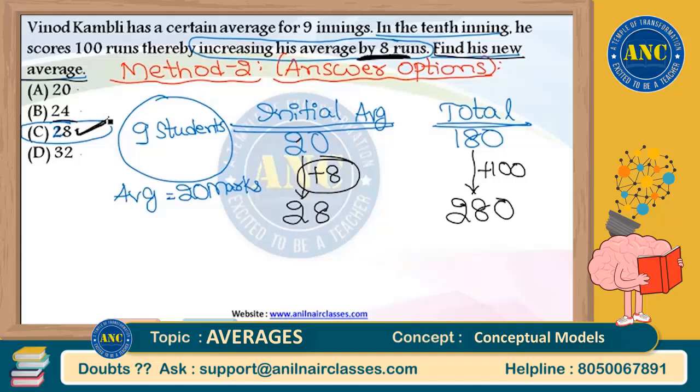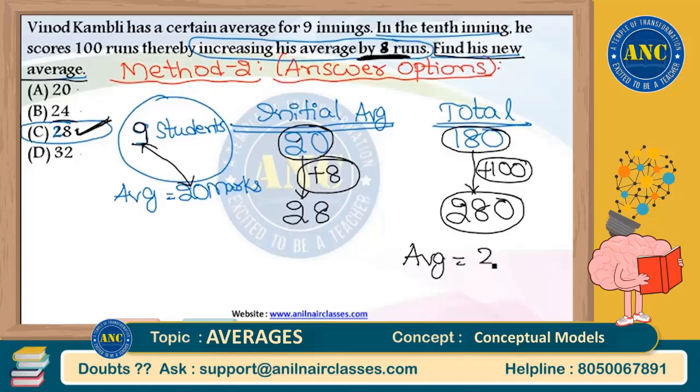If the new average is 28, it means after an increase of 8 it is 28. Before, it will be 20. Initially the average is 20, and there are 9 innings which he played. In all the 9 innings he scored 20 runs, so the total runs he scored is 180. Now in the 10th innings he is scoring 100 runs. Now the total became 280. Now what will be the average?